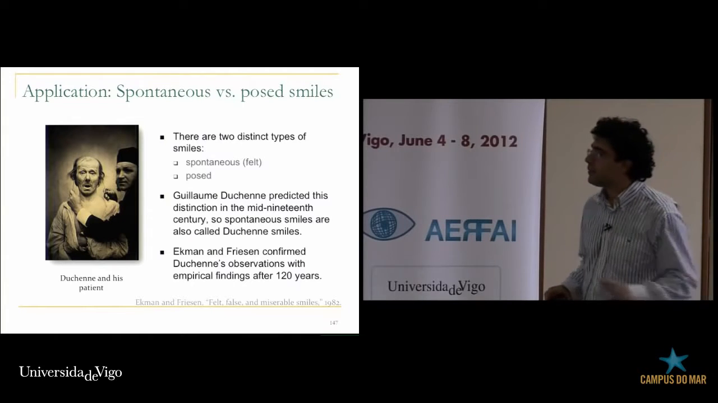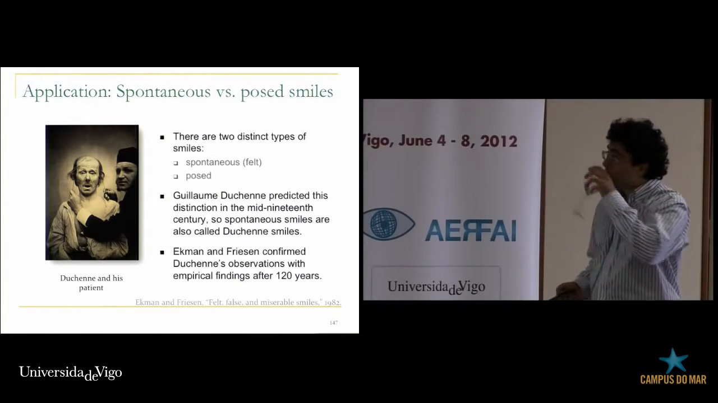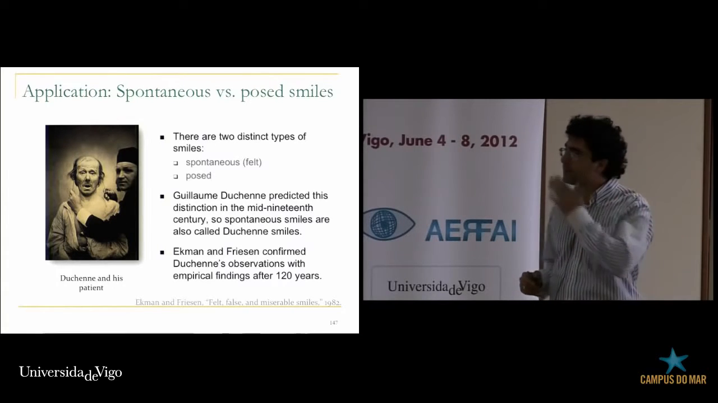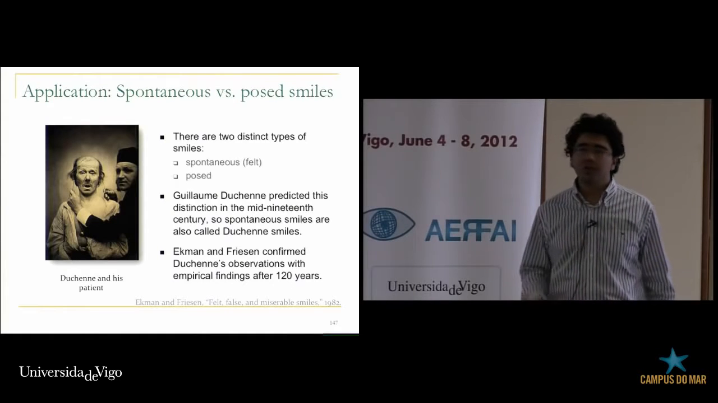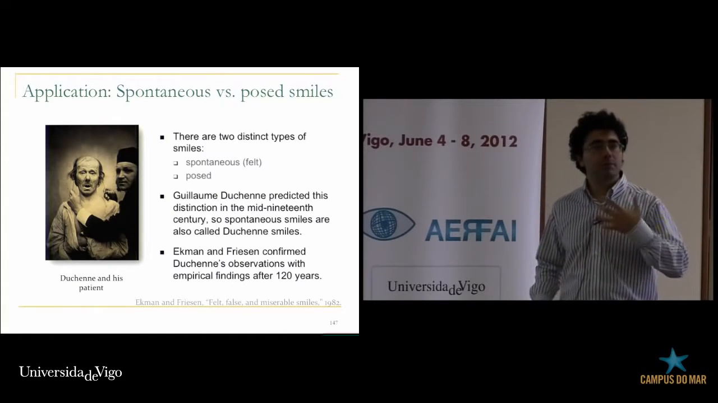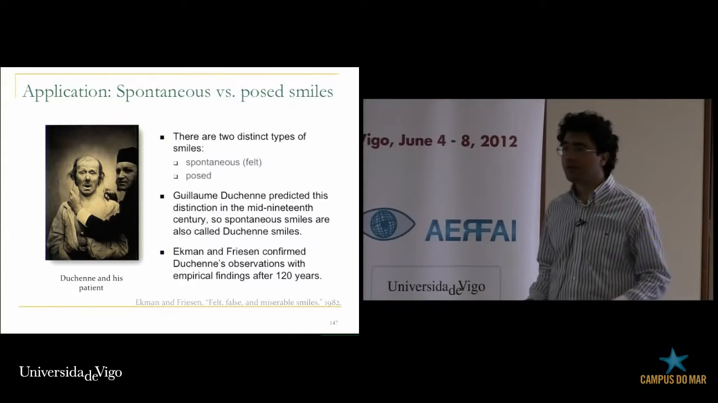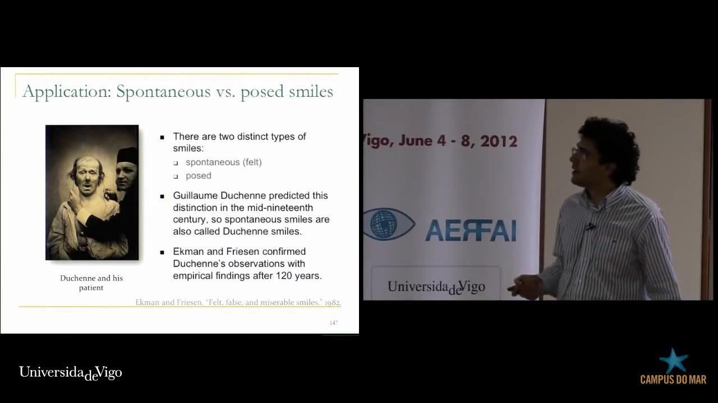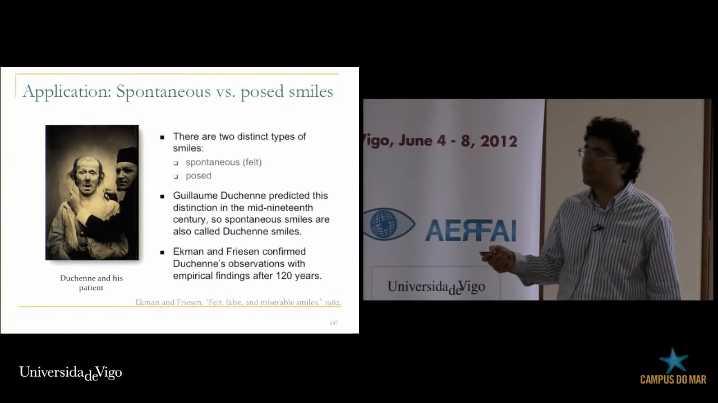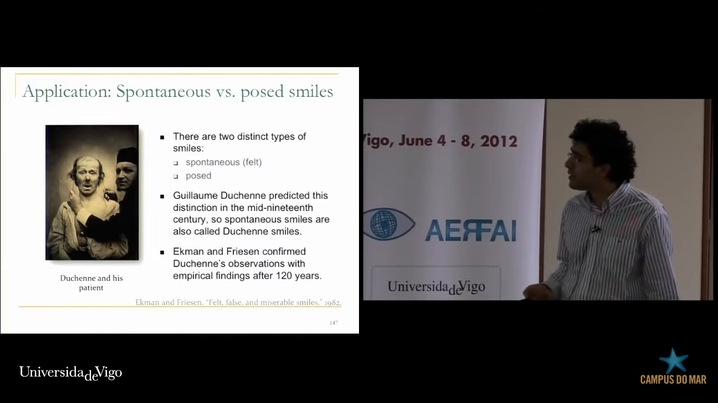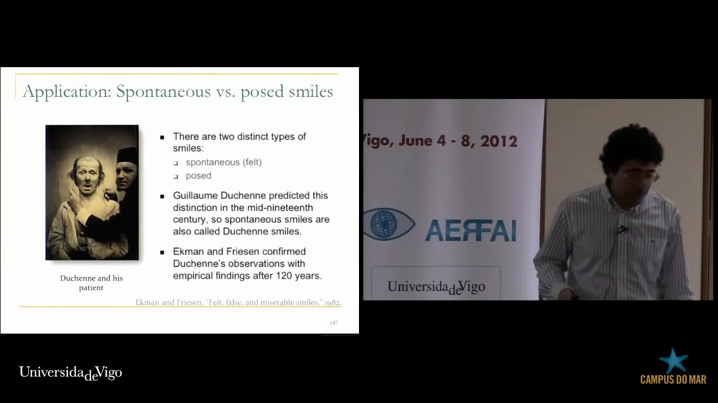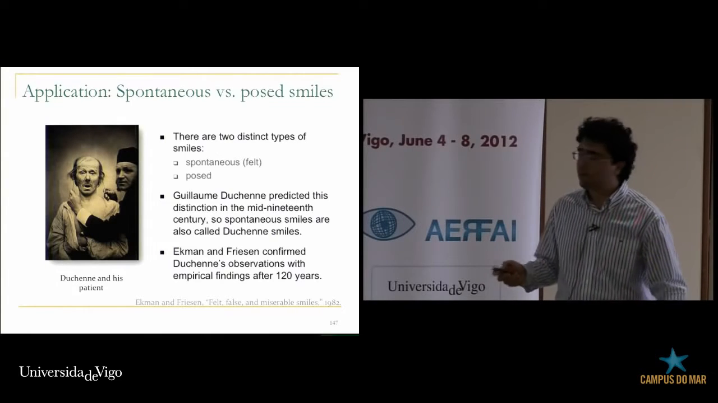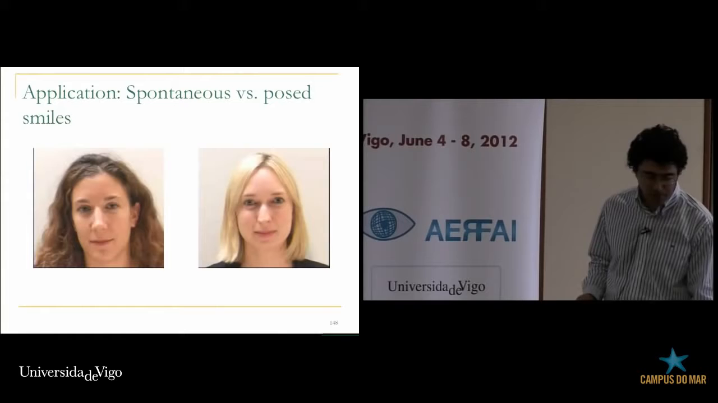Another application that we did with this is distinguishing spontaneous smiles from posed smiles. Now, you can use this, for instance, to train actors to appear more spontaneous. Guillaume Duchenne in the mid-19th century predicted that there is this distinction between spontaneous and posed smiles. And Ekman has confirmed this later on. And what they call the Duchenne marker is basically what distinguishes these smiles.